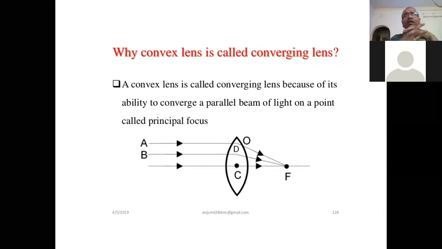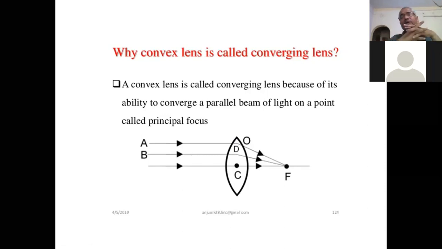So when a parallel beam of light, see here AB, these are the parallel rays, and these parallel rays are incident on a convex lens. So this is the convex lens. After refraction through this convex lens, all these rays pass through the focus. That means all these rays meet at focus after refraction, and therefore this convex lens is called the converging lens. Converging means to come together.